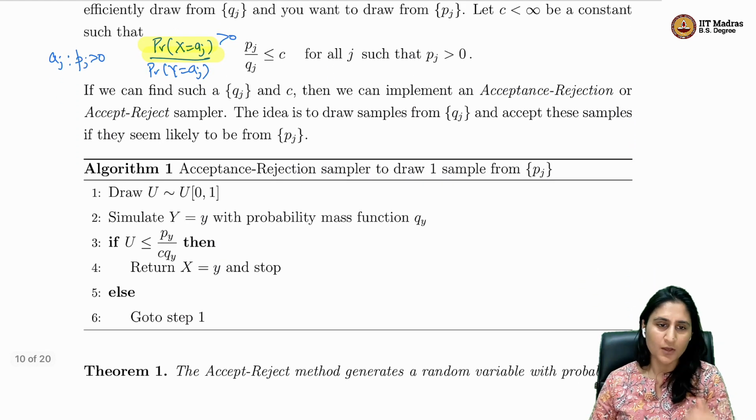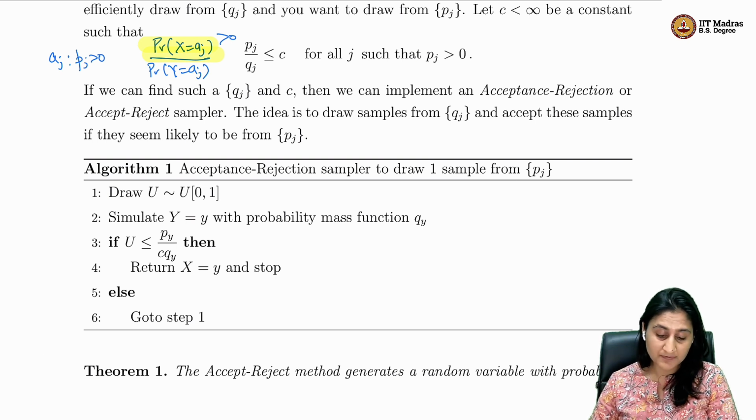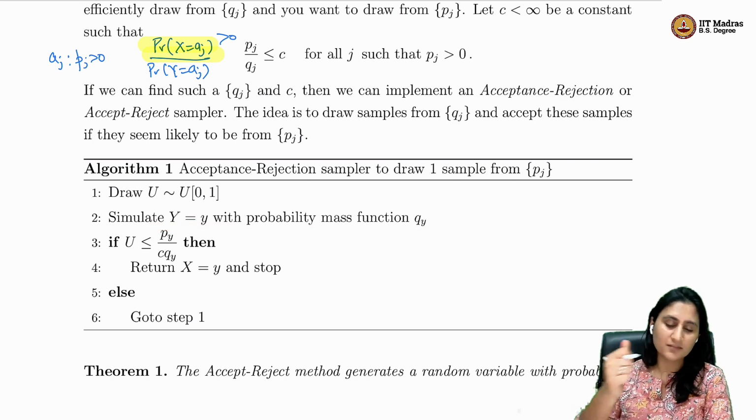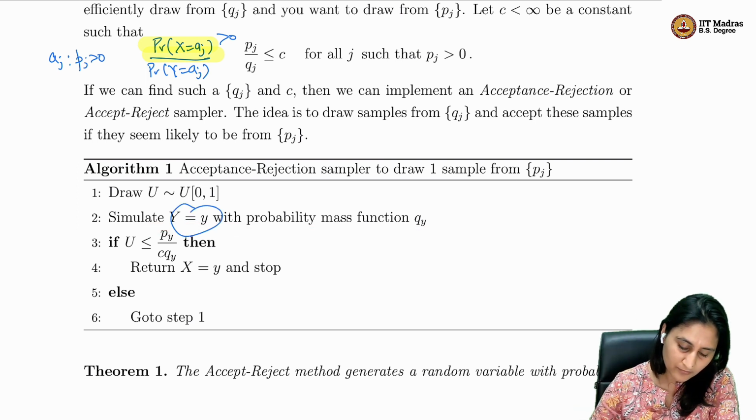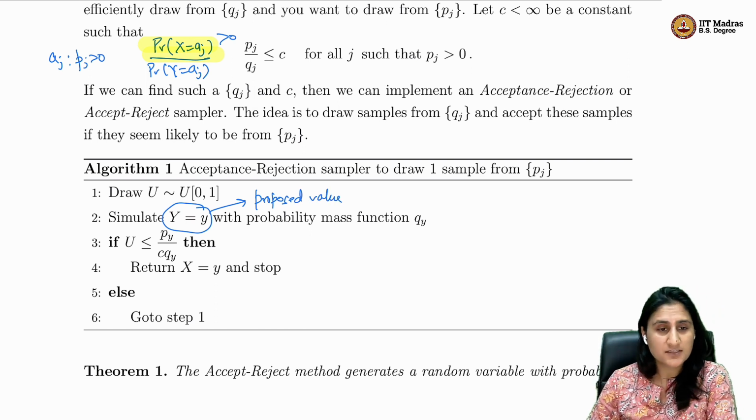This is the algorithm. You draw a uniform draw; you will keep seeing that drawing from the uniform random distribution is something we're going to do every single time we need to draw from any other distribution. So you get a uniform draw, and suppose that we can obtain a value small y from the distribution with probability mass function qy. So we simulate y from q. This is what is going to be called our proposed value.